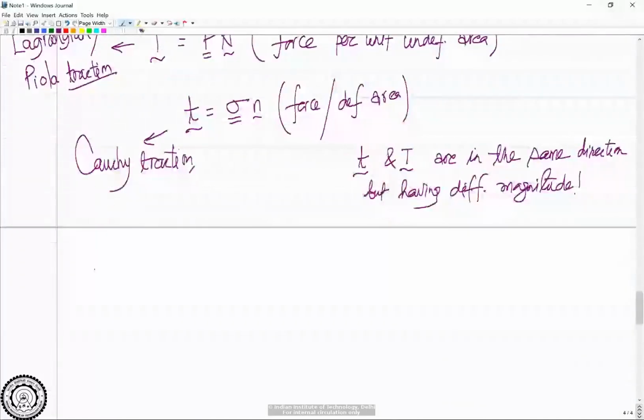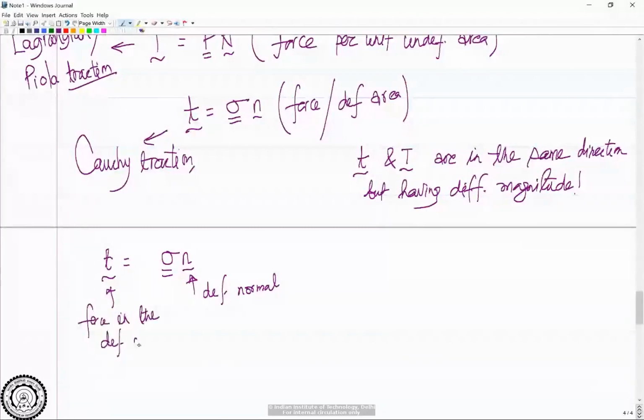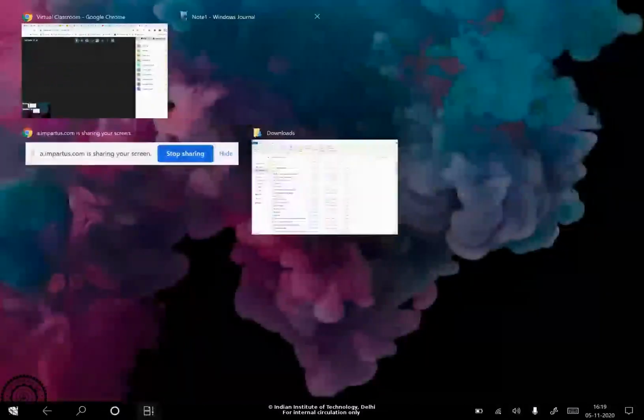You see that sigma, when you say this small t is equal to sigma times n, so sigma acts on n and gives you t, right? So n is also the deformed normal and t is also the force in the deformed configuration. So therefore, sigma is an Eulerian stress tensor in the true sense, because the input and output both are Eulerian. Yes, so the sigma still remains a function of small x.